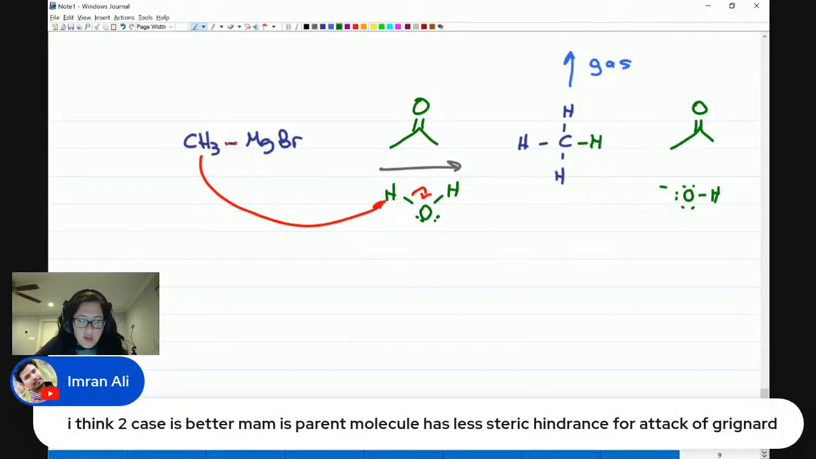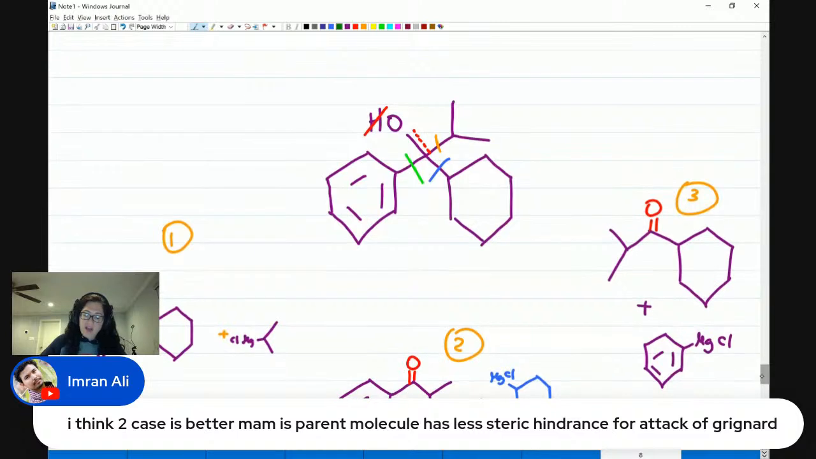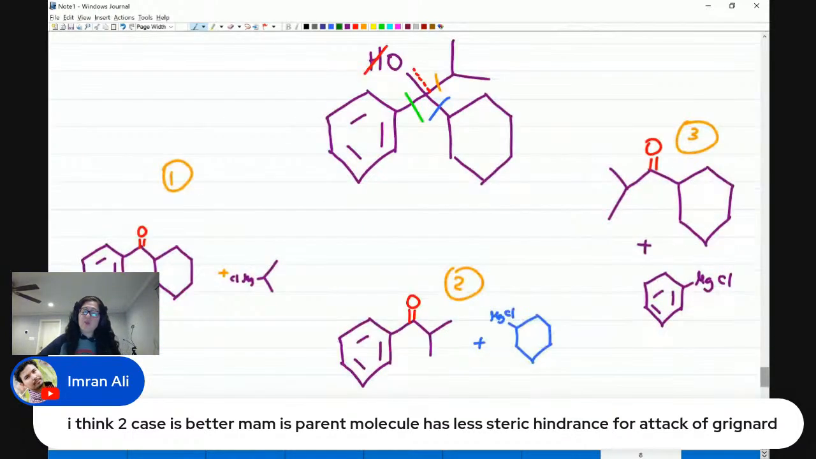I think 2 cases better. Parent molecule has low steric. So if you're referring to this one, professors like to ask, show me all the combinations without necessarily asking about which one would react faster. But what you're saying is, if we had to rank them, we want to find a Grignard that is small, meaning if the Grignard is small, it can have an easier time attacking, or if it's very bulky, it will not get attacked overall.